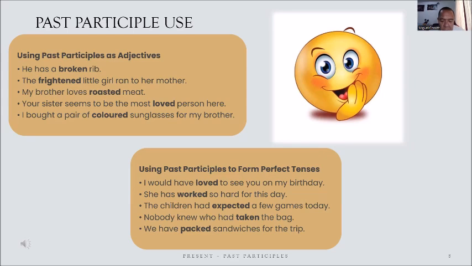Otherwise, they work together with other helping verbs to form the perfect tenses: the present perfect tense, the past perfect tense, and the future perfect tense. In perfect continuous tenses, also, you will see the past participle form of the verb be, being used. Look at the following examples.